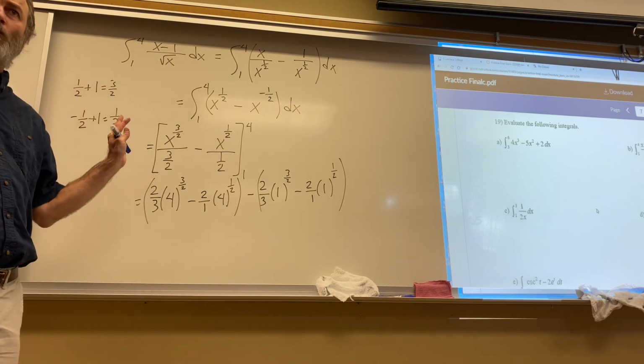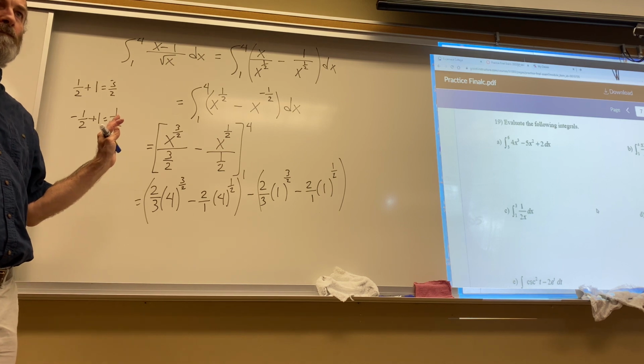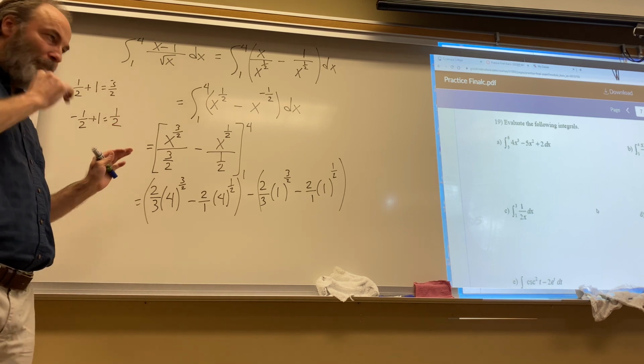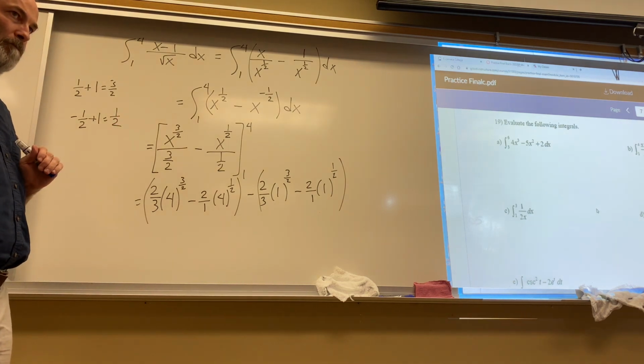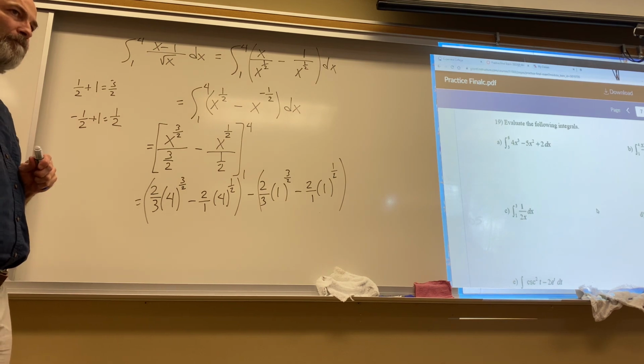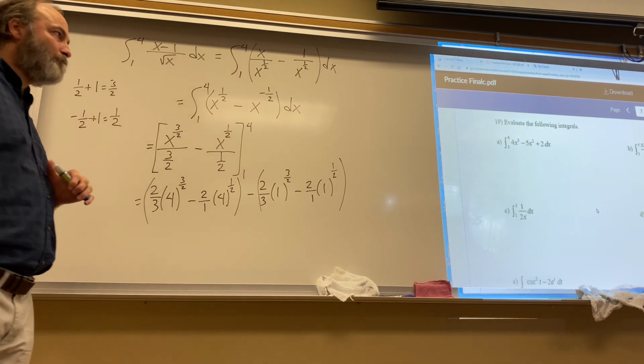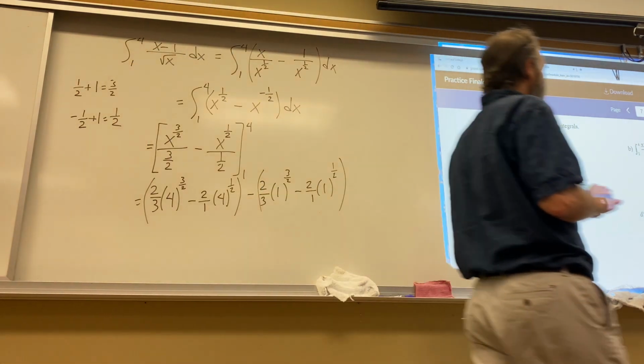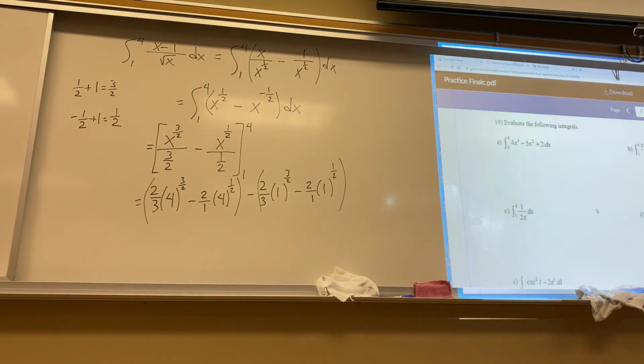Any questions there? So the exponent is coming down, right? 2 over 3 times 4. At this point, you're just plugging in the endpoints, yeah.